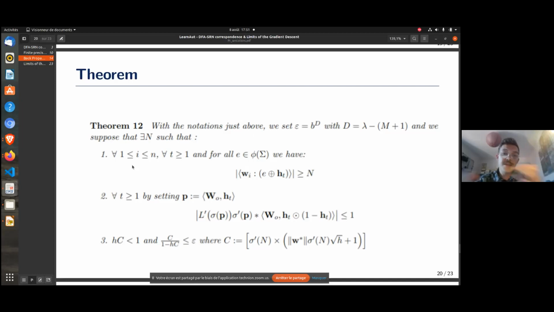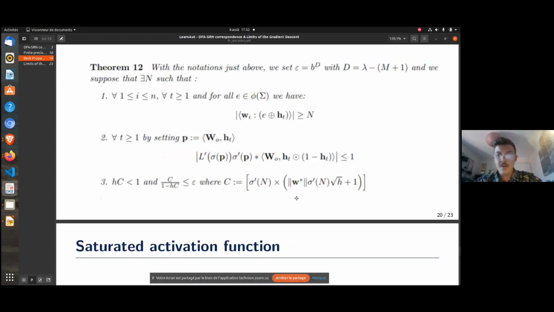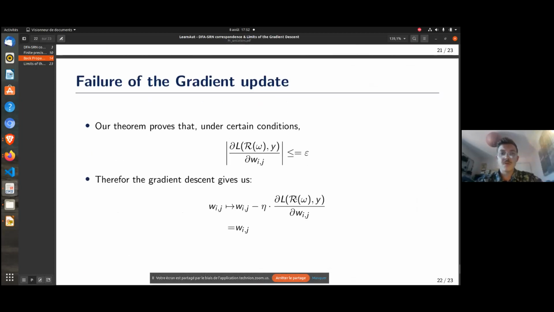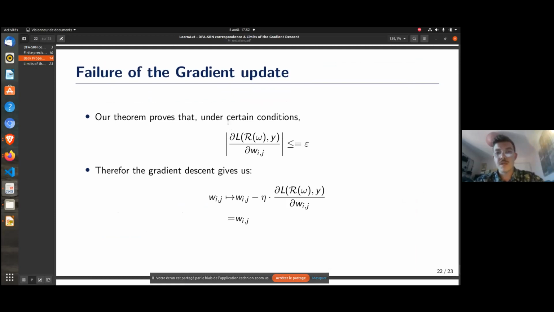So even if these requirements look a little bit too tricky, if we have them, then it's very easy to prove this theorem. But in fact, it's quite hard to not respect the theorem when we have this amount of saturation. What brings us to the conclusion is that when we prove the theorem, we can bound every coordinate of our gradient by epsilon. And when we use the gradient descent scheme, basically it will be doing nothing.